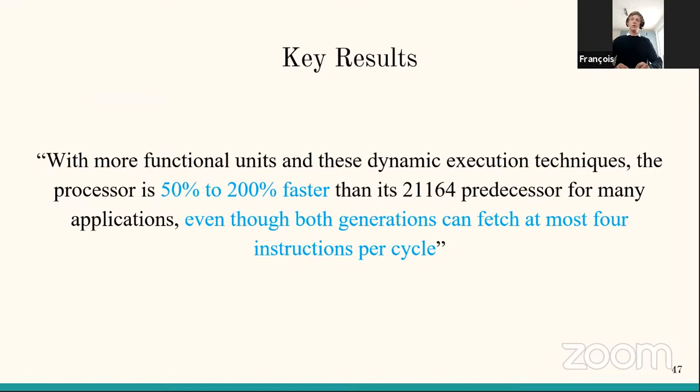This is a quote from the paper: with more functional units and these dynamic execution techniques, the processor is 50% to 200% faster than its previous processor, even though both generations can fetch up to 4 instructions per cycle. So just by using out-of-order execution and speculative execution, we can win a lot of time. These features are definitely good for the processor.